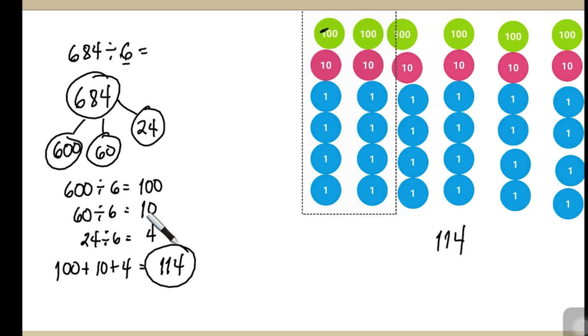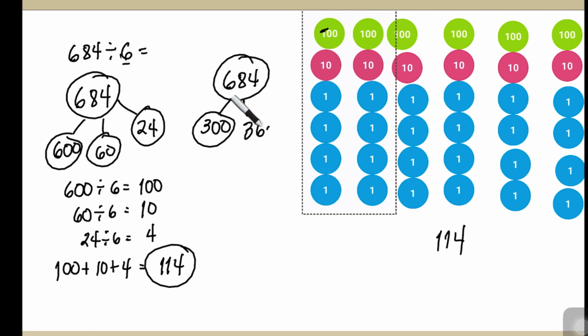I'll give you another example. 684, if you are more comfortable with 300, go ahead. So 300, what else? Another 300, or if you want 360. So that's 660 already. I am left with 24. As long as these numbers, when you add them, will be equal to 684. So why did I choose 300? Because it's easy to divide by 6. 360 and 24 as well.